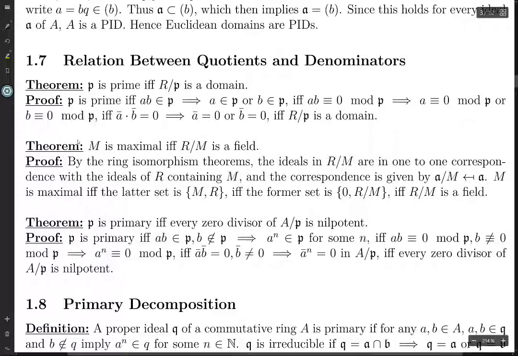Alright, how about maximal ideals? M is maximal if and only if R mod M is a field.